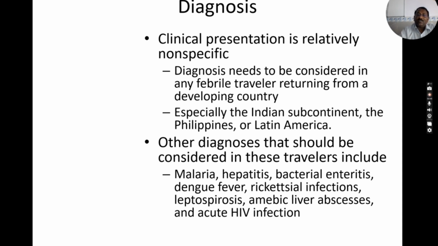Other diagnoses that should be considered in these travelers include malaria, hepatitis, bacterial enteritis or gastroenteritis, dengue, rickettsial infections, leptospirosis, amoebic liver abscess, or acute HIV infection. So these are the common differential diagnoses for typhoid fever in the first and second week. What are the common DDs? Malaria, hepatitis, gastroenteritis, dengue, rickettsial infections, leptospira, amoebic liver abscess, and acute HIV infection.